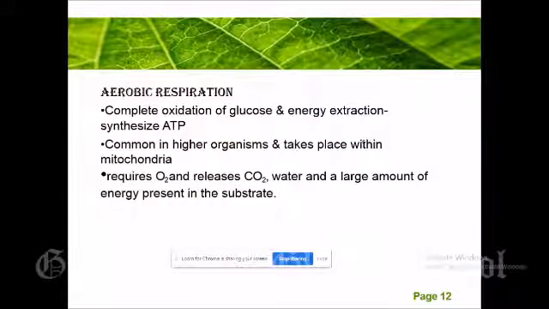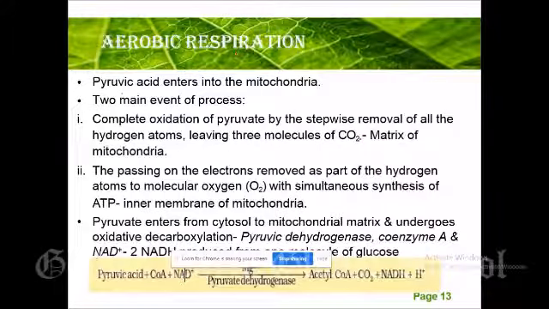Aerobic respiration is going to take place inside the mitochondria, right? The pyruvic acid is going to enter into the Krebs cycle and is going to form the energy molecules, right? We are going to see here, pyruvic acid under aerobic respiration, when the oxygen is there, the pyruvic acid which is formed in glycolysis is going to enter into the mitochondria, right? Here the complete oxidation of pyruvate will be taking place, leaving 3 molecules of carbon dioxide.